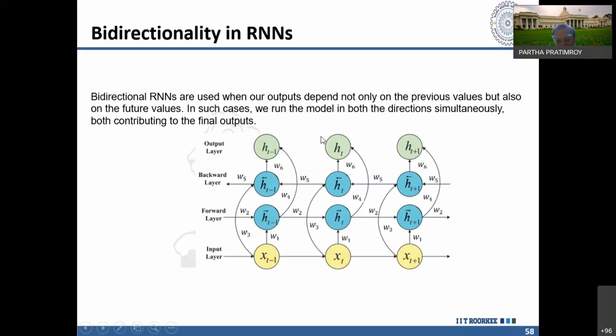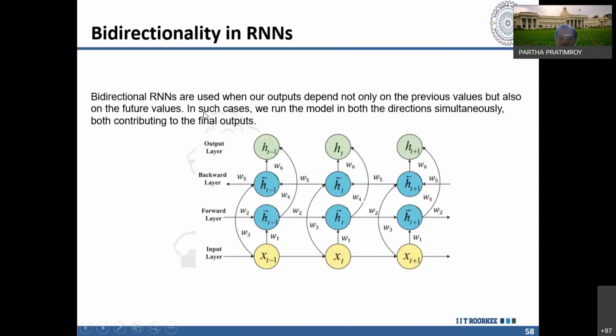So for example, if you consider this layer, this architecture, this part, you have this from forward, this from backward, and it's from the same word. And then finally, we combine these two outputs together with some matrix weights, W4 and W6, and you get the final output.